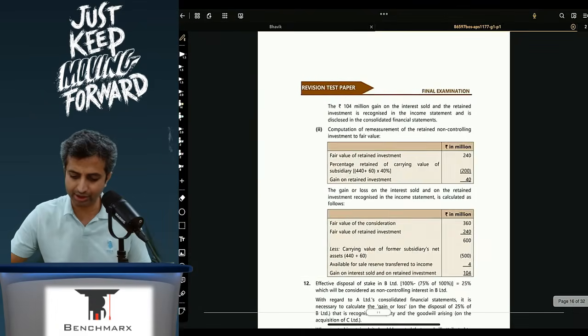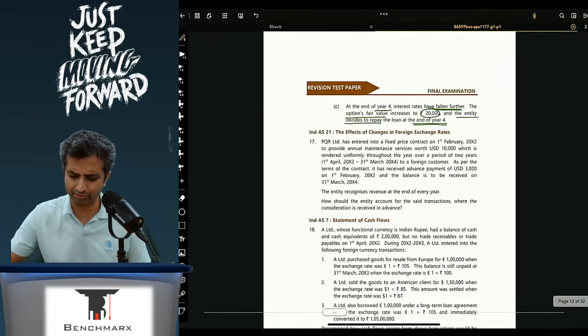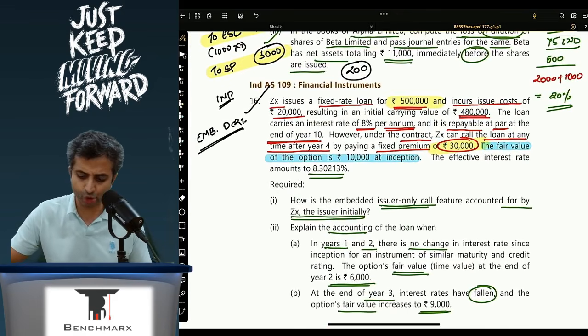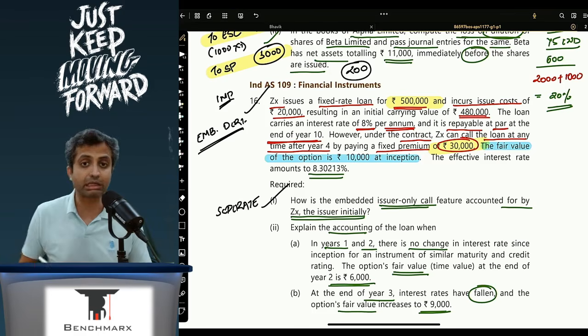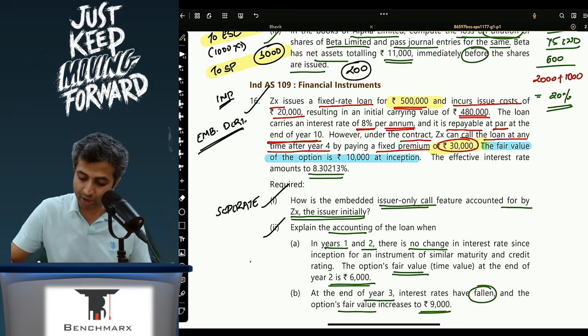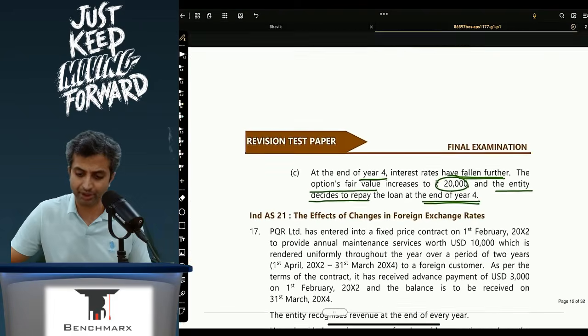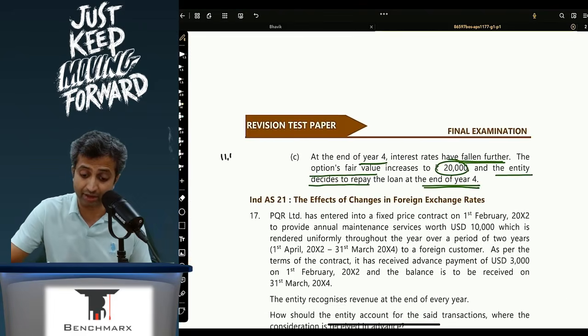We will see what is the required part and see if we have anything else to be done. How will the issuer only call feature be accounted by the issuer? Well, this will be accounted for separately because economic characteristics are not closely related. Explain the accounting of the loan in year 1 and 2. Well, there will be a 4,000 loss in year 1 and 2, which will go to the profit and loss account. There will be a 3,000 gain in year 3, which will go in the profit and loss account. And then there will be another 11,000 gain, which will go in the profit and loss account.